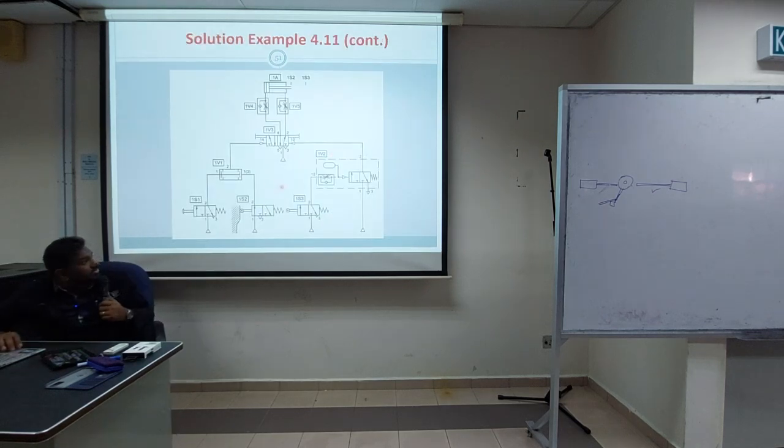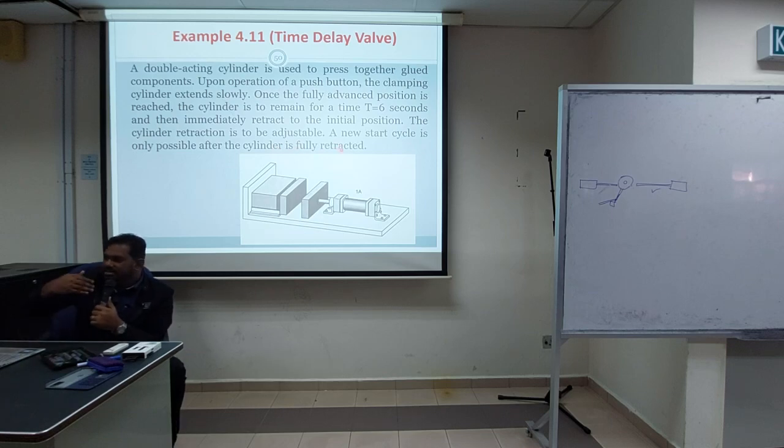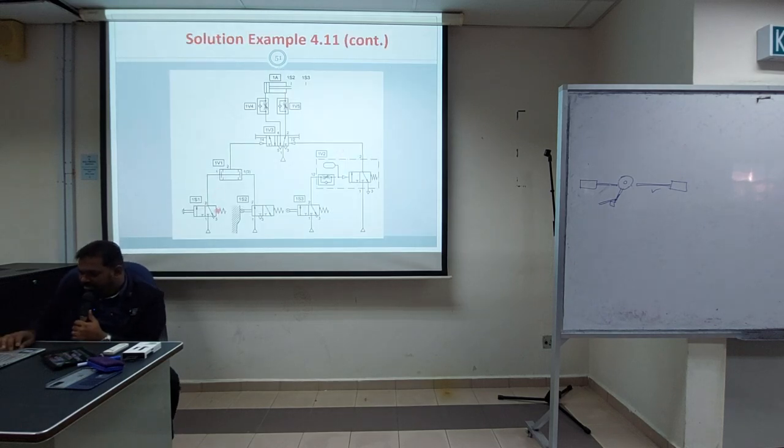Okay, so you can see here, so you have an end valve. So tadi dia cakap last line, the cylinder retraction is to be adjustable. A new start cycle is only possible after the cylinder is fully retracted. So maksudnya fully retraction kena on, baru you tekan push button dia akan start. Sebab itu dekat sini you tengok 1S2. So 1S2 dekat sini. So cylinder dah fully retracted, 1S2 on.